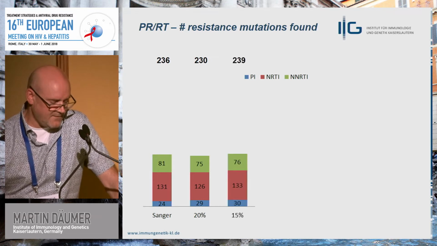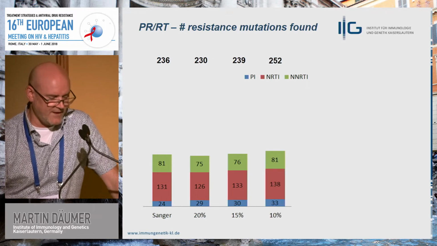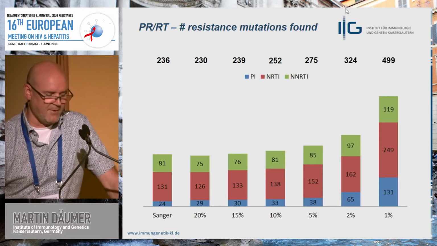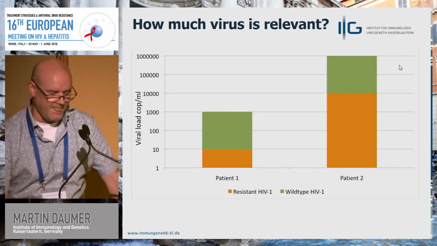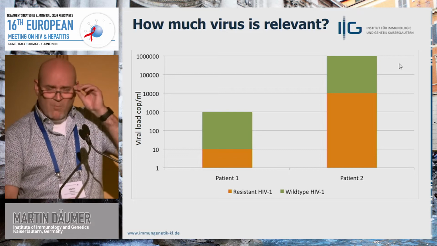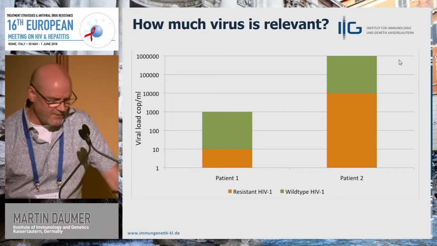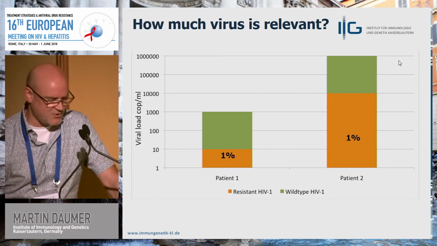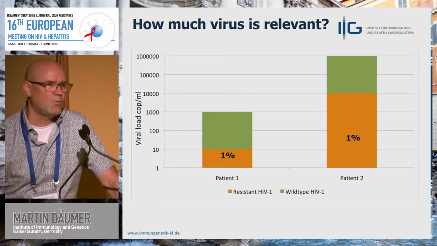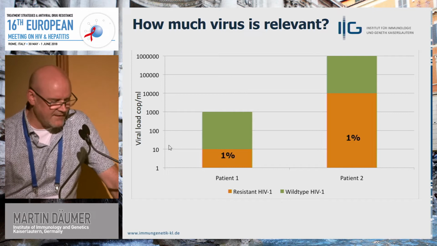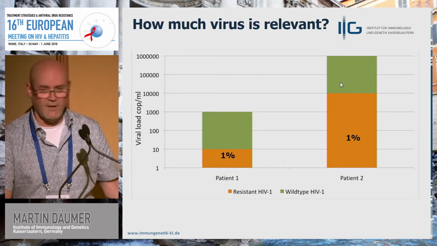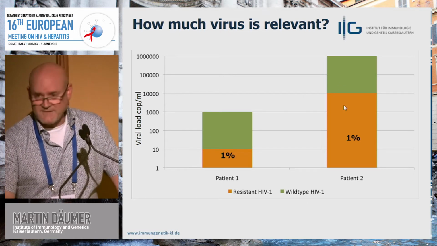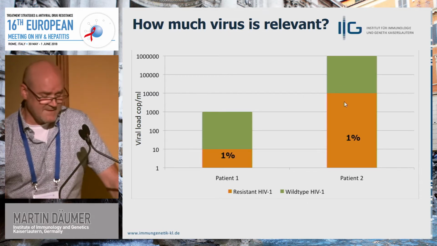lower, and the more you lower the cutoff for the NGS approach, the more mutations you will see, and at the end you will end up with almost double the number of mutations detected. So, which means how much virus is indeed relevant. Patient 1 had just 1,000 copies, and looking at 1%, you will end up with 10 copies carrying the resistant mutation. On the other side, with a patient with 1 million, you have at least 10,000 viral mutants.